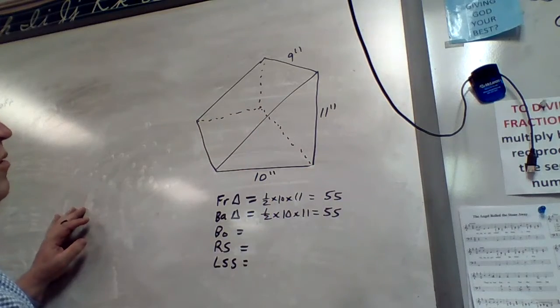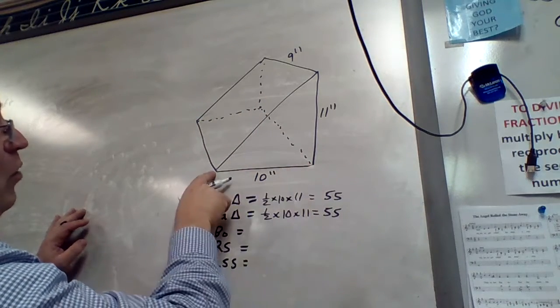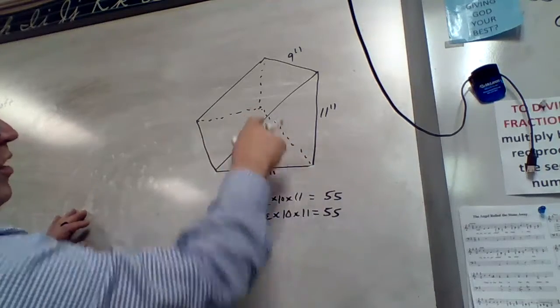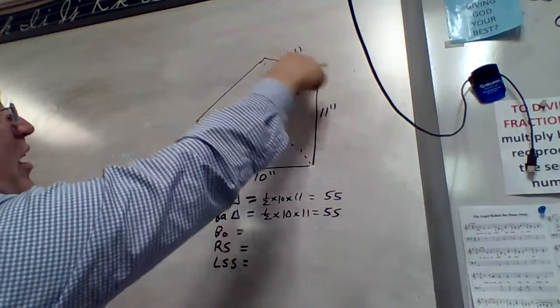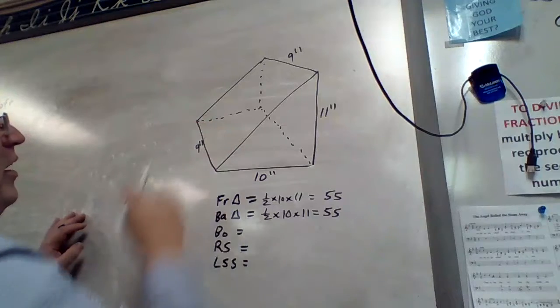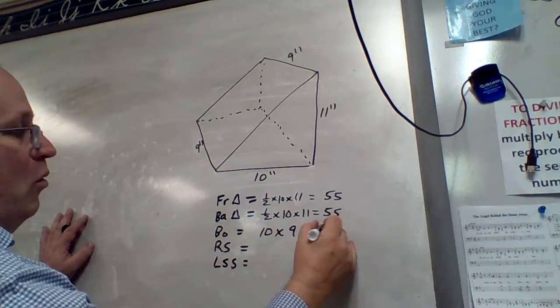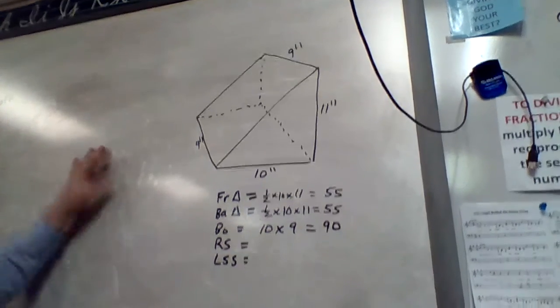What are those dimensions? Well, this is obviously 10. The question is, what's this or this? This or this is equal to this length right here. So we can write a 9 here. The bottom dimensions have to be 10 by 9, or 90, right?